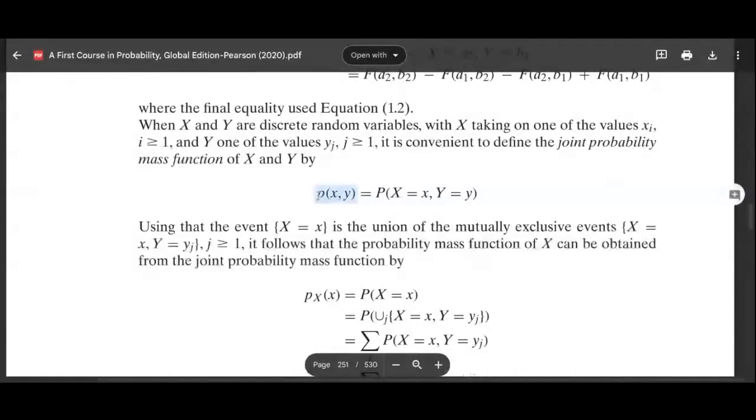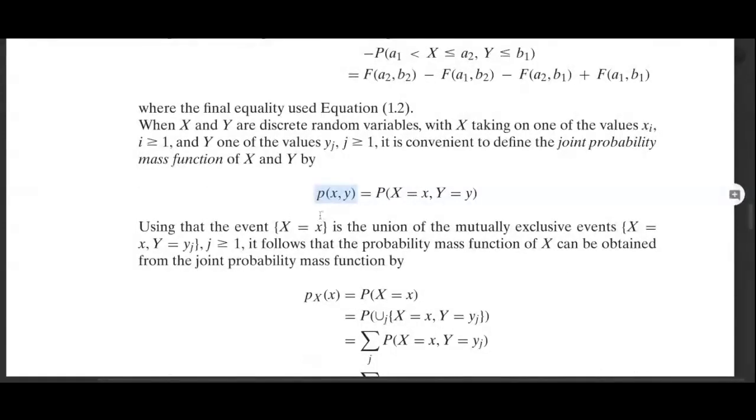So there's a little p of x, y. This is the joint probability mass function of X and Y. Before we had p of x. Now we have p of x comma y. This is just the probability of X and Y.